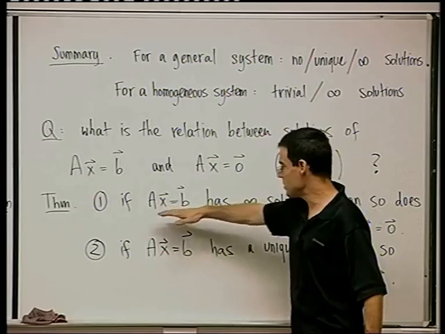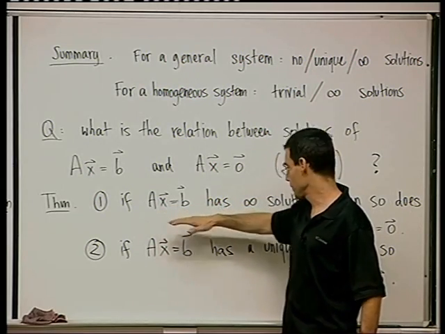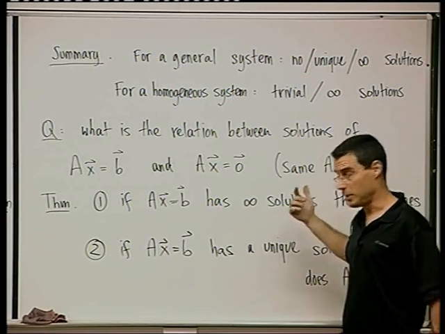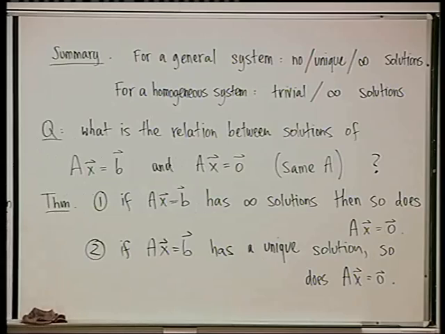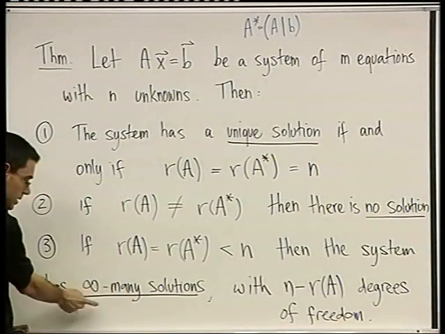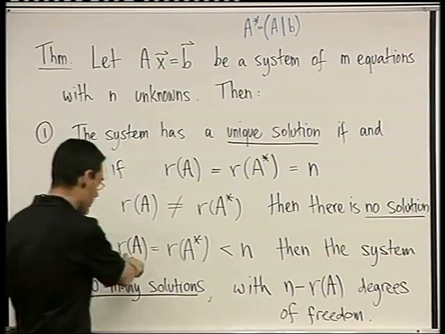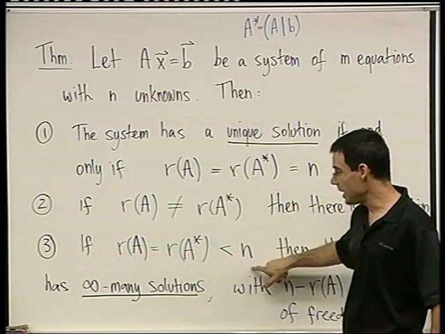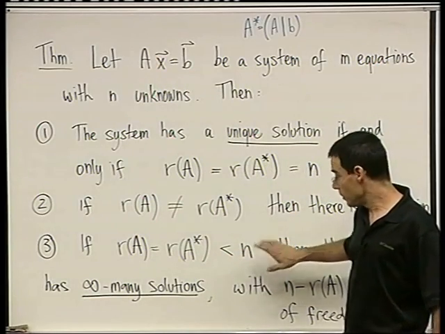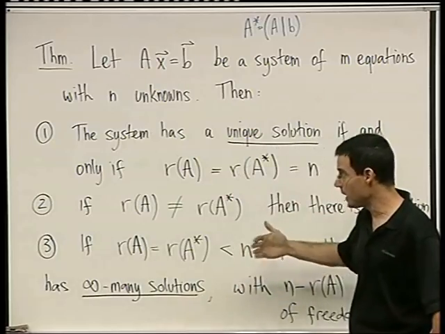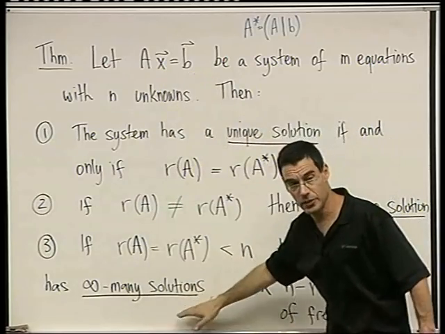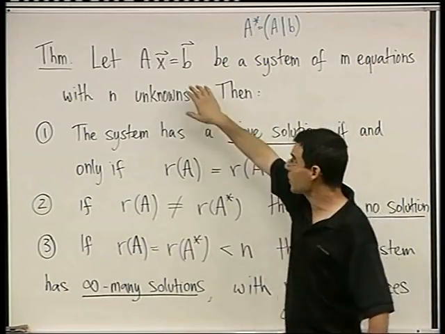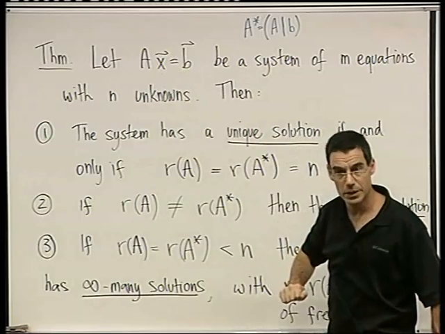So suppose we have a system, AX equals B, with infinitely many solutions. Let's look at the theorem that we had. It's still here on the board. When are there infinitely many solutions? When the rank of A equals the rank of A star is less than n. This was true since we are assuming that we have a system with infinitely many solutions. We know that this is the case. Do you agree?